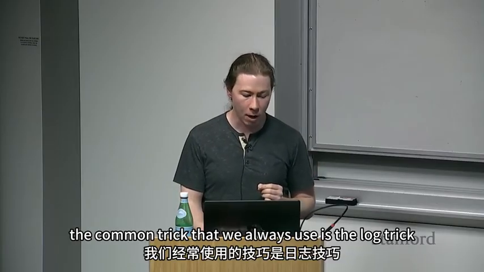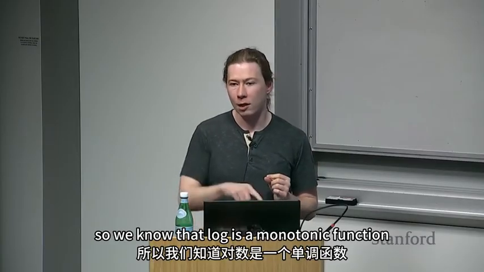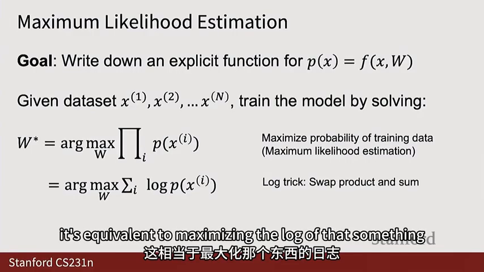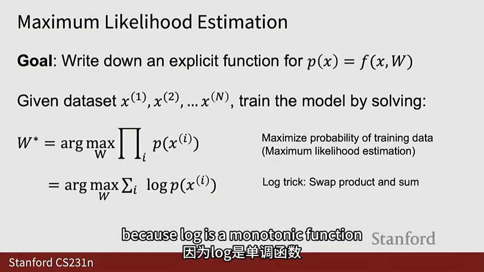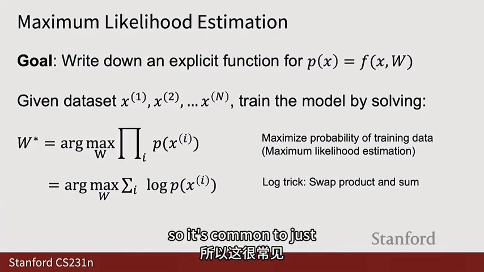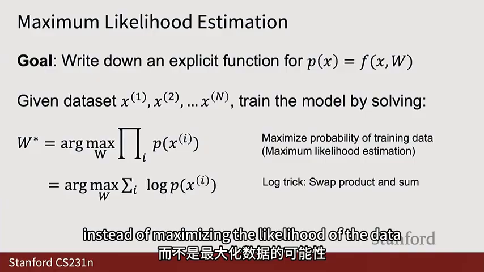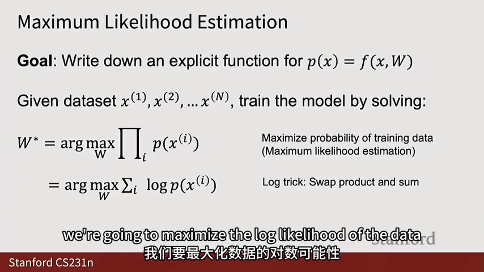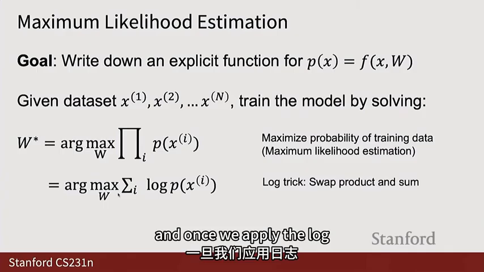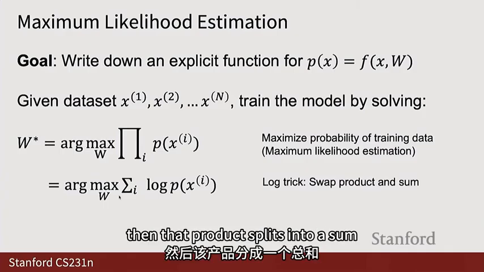Then the common trick that we always use is the log trick. We know that log is a monotonic function, so maximizing something is equivalent to maximizing the log of that something. Log is also very convenient because it swaps sums and products. So it's common to, instead of maximizing the likelihood of the data, maximize the log likelihood of the data, which is the same as maximizing the likelihood. Once we apply the log, the product splits into a sum, and sums are easier to handle.